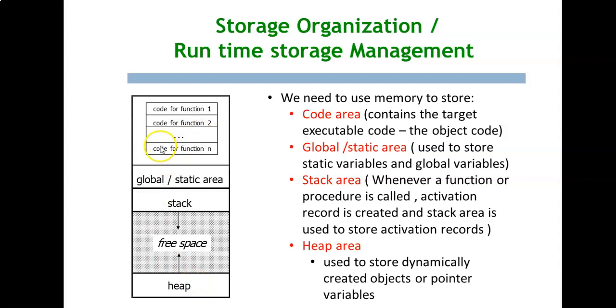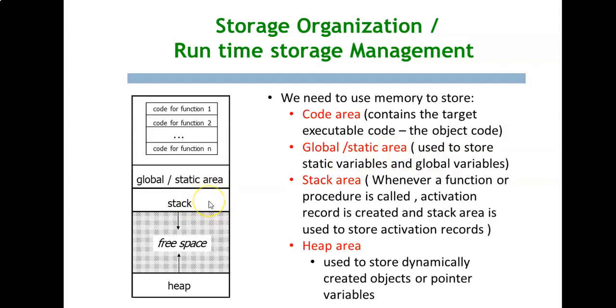Let us discuss what will be available in the code area. Usually the code area contains the target executable code, that is the object code. The object code of all the functions will be stored in the code area only. Next comes the global or static area. In this area, all the global variables and the static variables are stored.